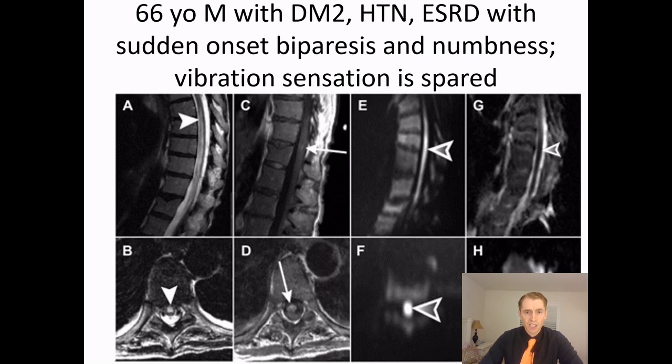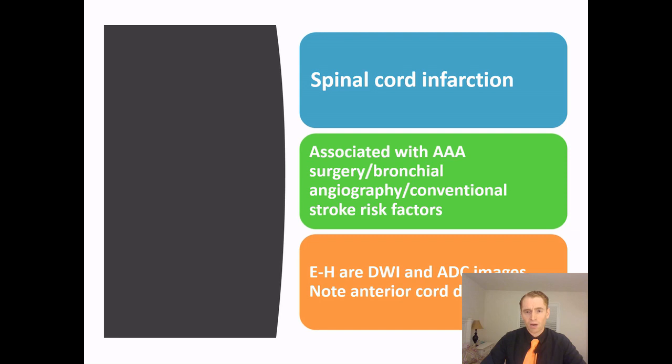This is a 66-year-old male with diabetes, high blood pressure, end-stage renal disease, in other words, multiple vascular risk factors, who developed sudden onset weakness and numbness of the legs. However, vibration sensation of the legs was spared. Now, these MRI scans may be difficult to see, but if you look closely, there is diffusion restriction within the spinal cord. And so this is actually a stroke of the spinal cord.